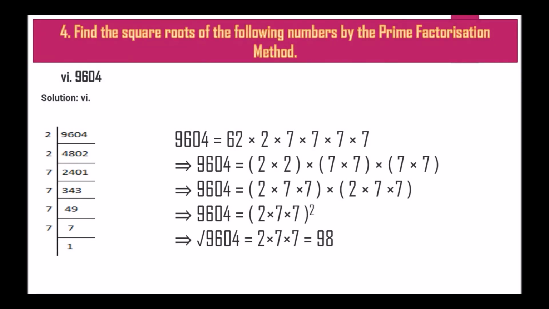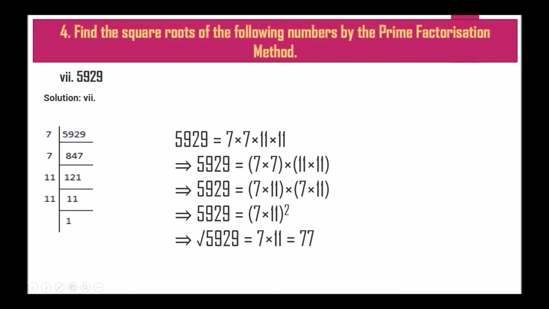Next is 9604. It can be written as 2 into 2 into 7 into 7 into 7 into 7. If we remove the squares, we will get 2 into 7 into 7, that is 98. Next, 5929 can be written as 7 into 7 into 11 into 11. That is 7 into 11, that is 77.